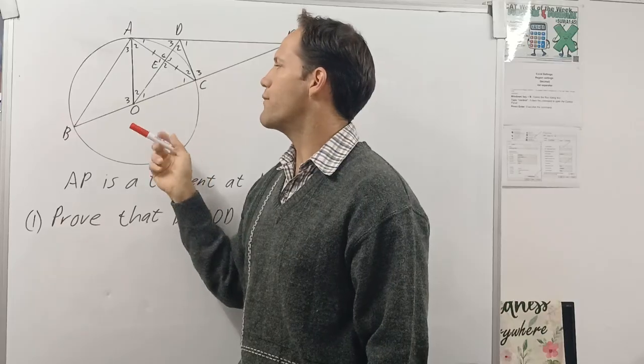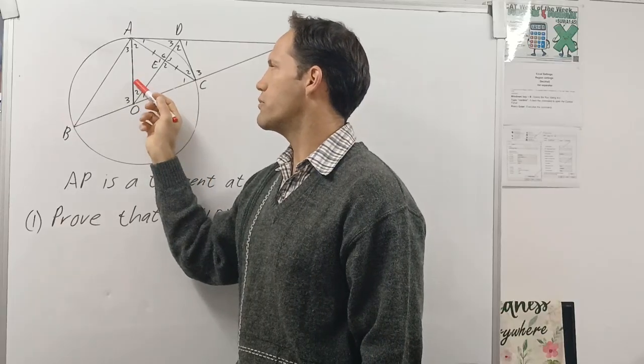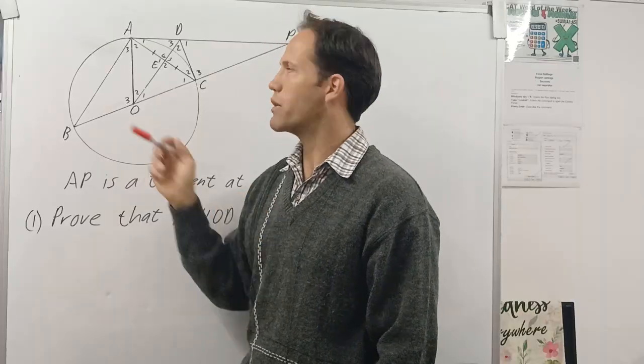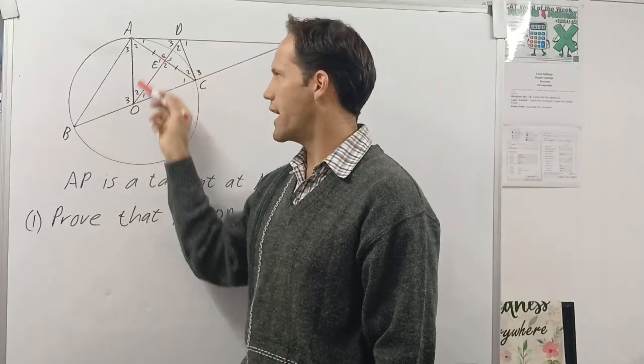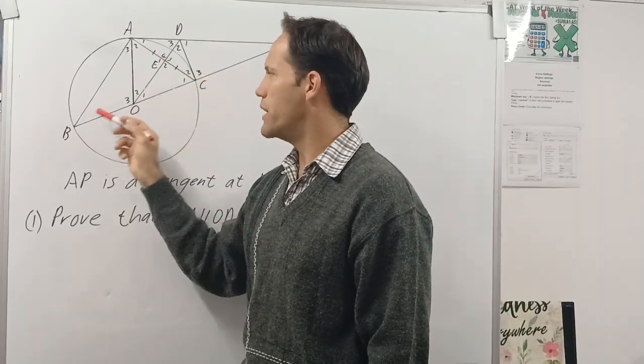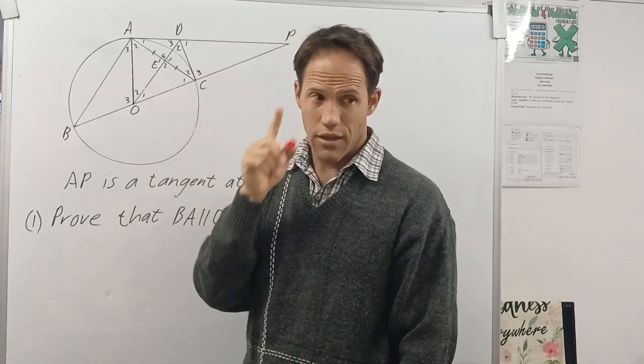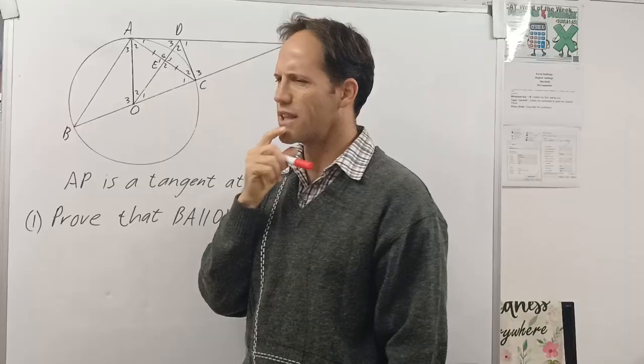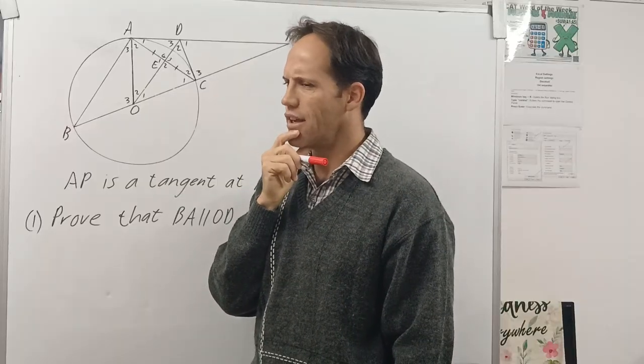So if we say O1 is X, then O2 is X, which means this is 2X. But then we know that B is equal to X, because it's the angle at the circumference, angle at the center. So therefore, B will be equal to O1. And that means they're corresponding, which means BA is parallel to OD. But that's a long method, like I say.